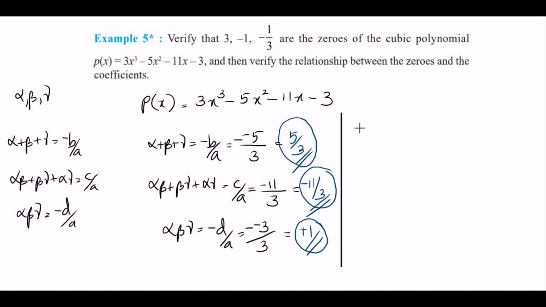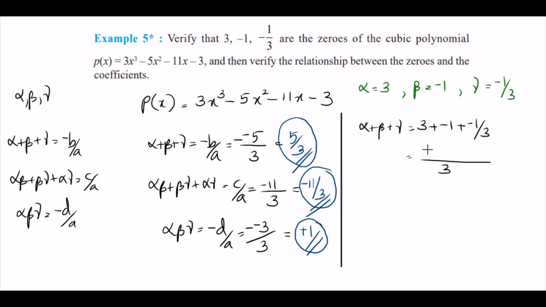Here the values of alpha, beta and gamma are: alpha is 3, beta is minus 1 and gamma is minus 1 by 3. So alpha plus beta plus gamma is 3 plus minus 1 plus minus 1 by 3. So when you take the LCM, 3, you get 3 into 3 is 9 minus 3 minus 1. That is equal to 9 minus 4. That is 5 by 3. So when you check, you can see minus b by a and alpha plus beta plus gamma is the same.